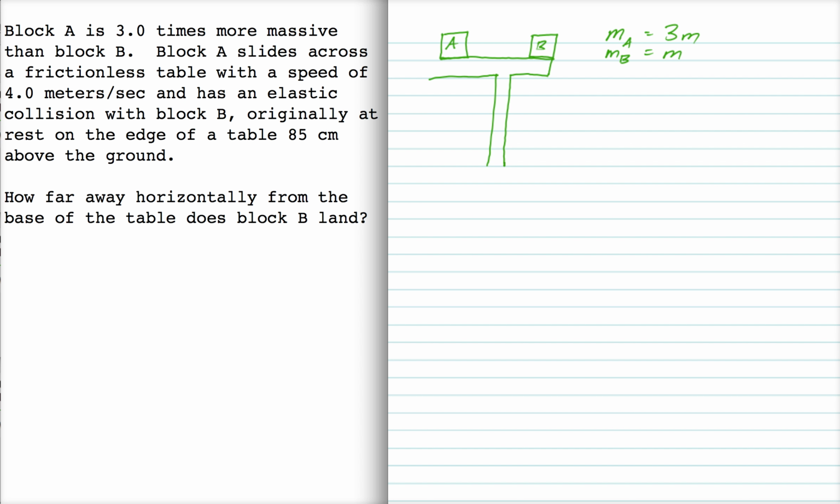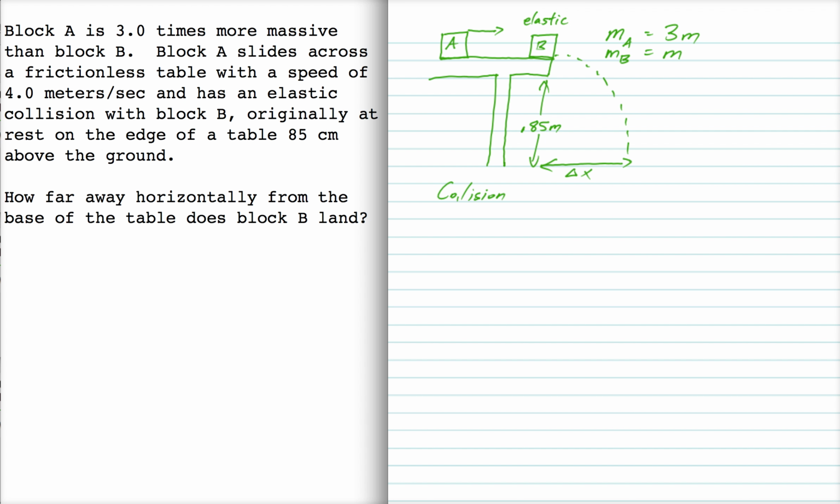It's a frictionless table, and block A is sliding across and has an elastic collision with block B. So we can use our elastic collision equations. And this table is 85 centimeters above the ground. Okay, and we want to know delta x, how far away from the edge of the table does block B land? Alright, so let's start with the collision.